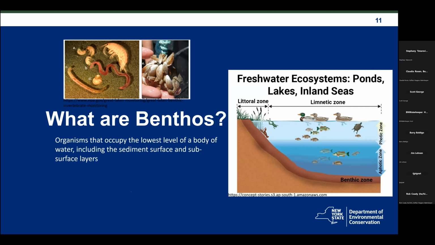Common benthos in the Great Lakes are crustaceans, worms and leeches, insect larvae such as mayflies and midges, snails, clams, and mussels. I just wanted to note that the photo on the right here is an image of invasive quagga mussels. Benthos can also be called macroinvertebrates or benthic organisms. You also hear me calling them bugs.